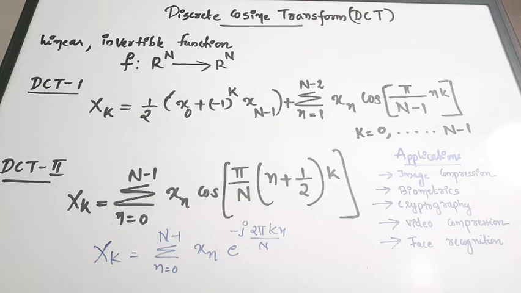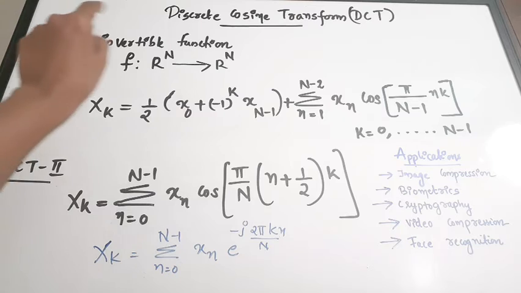Let us see the definition as an expression first. DCT, as a definition in terms of an expression, is a linear invertible function.